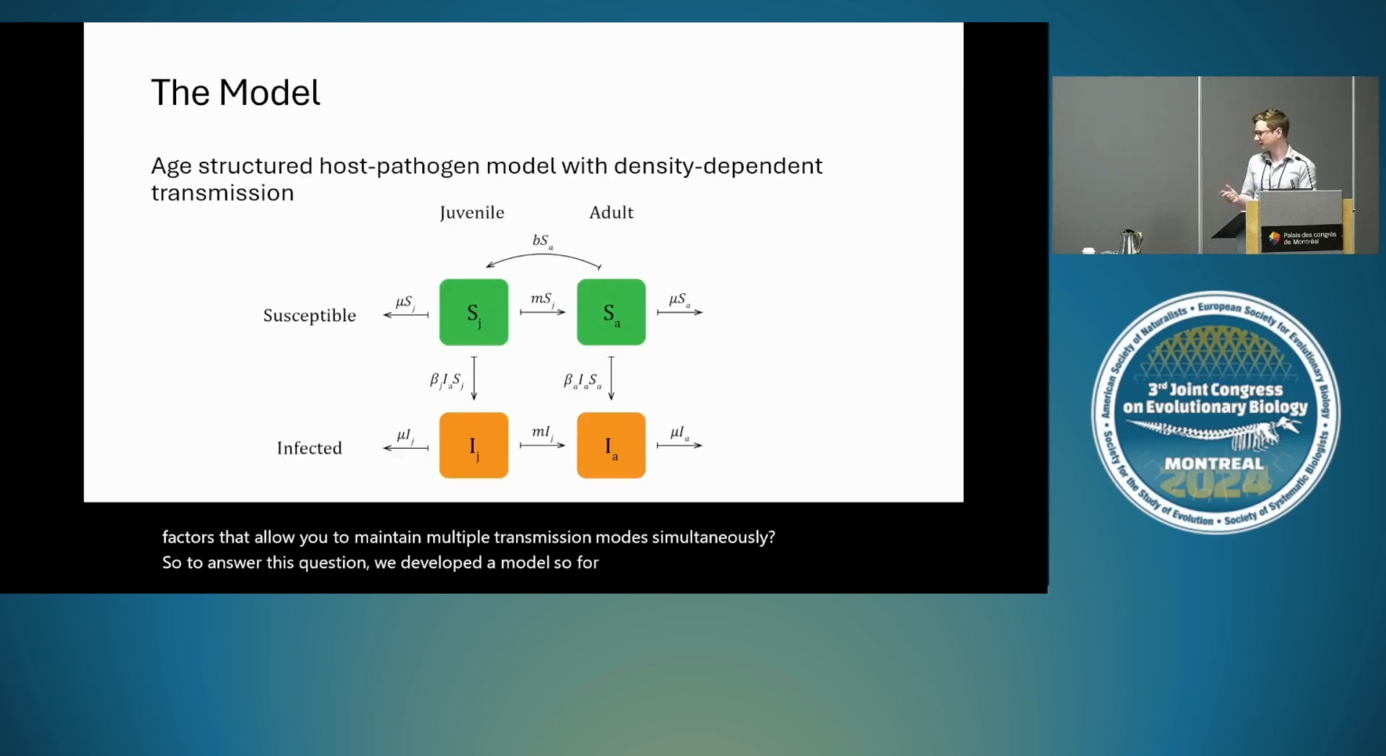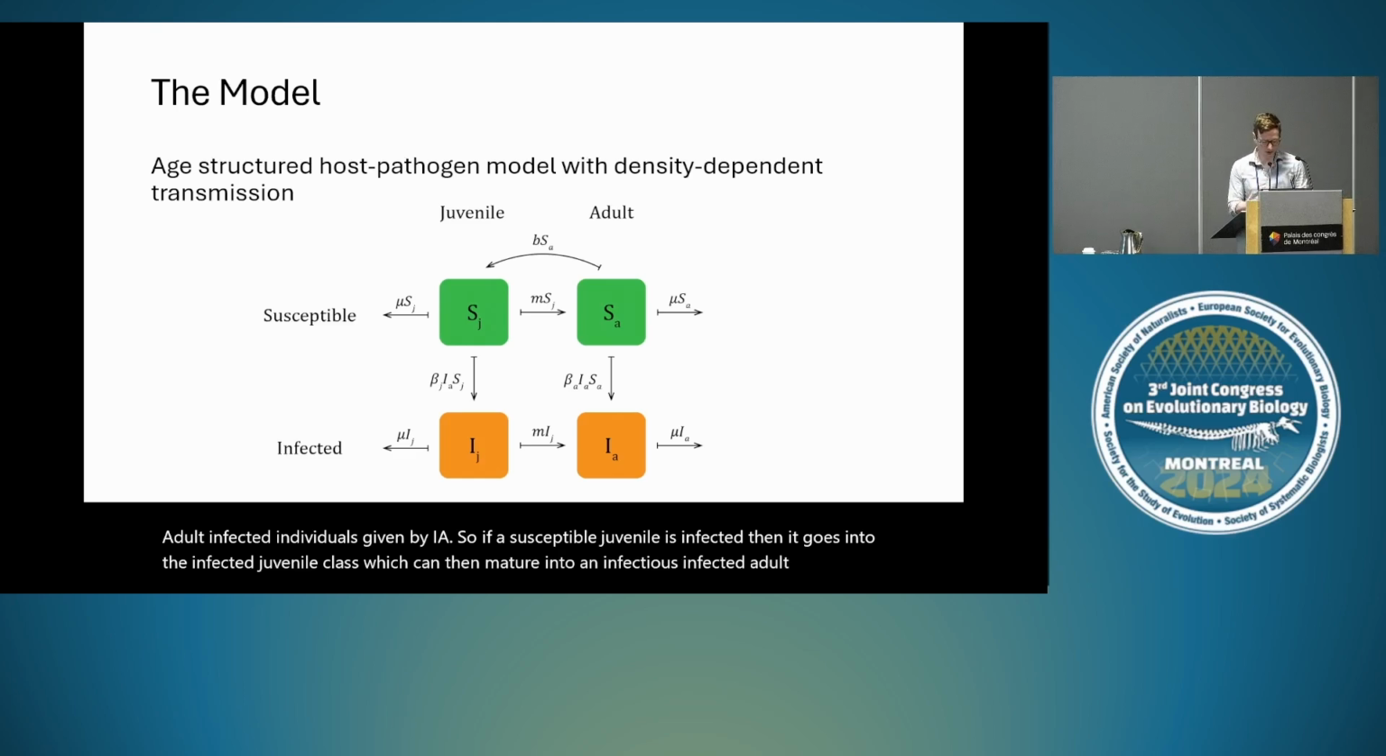So to answer this question, we developed a model. For those of you who have seen these kinds of compartmental models before, this is an SI model. We split up our population into susceptible individuals and infected individuals. The susceptibles are given by the green boxes at the top. We have SJ for susceptible juveniles and SA for susceptible adults. Susceptible juveniles mature into susceptible adults at rate M, and then they can both become infected by adult infected individuals, given by IA. If a susceptible juvenile is infected, then it goes into the infected juvenile class, which can then mature into an infected adult.